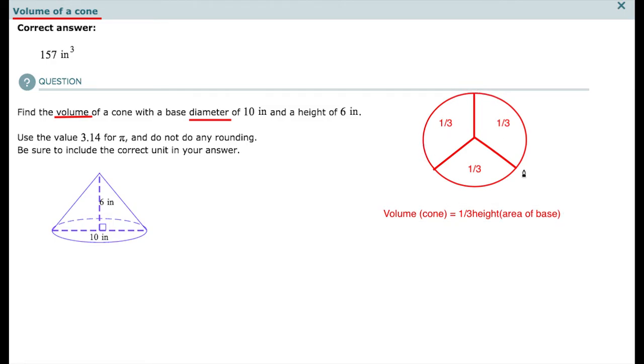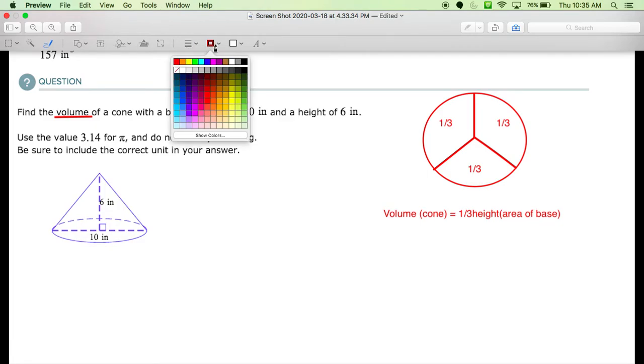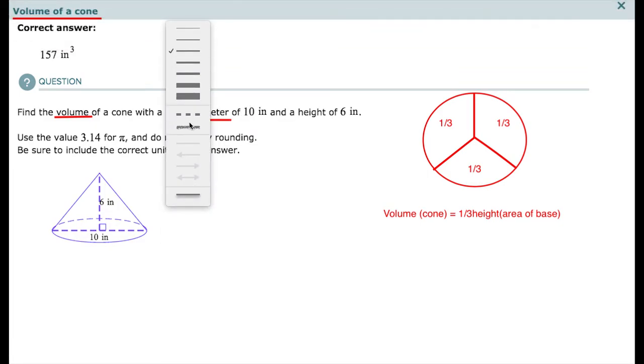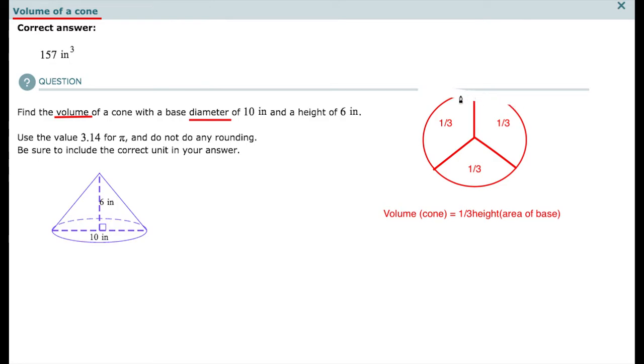So if you take a circle and you cut it into 3 equal pieces, each of these pieces represents 1/3. Now, watch what happens if we take 2 of those pieces away. So let's take all this out. And so now we just have 1/3 right here. Now if you'll notice, if we took this piece and we rolled it up, it would make a cone. That's where the 1/3 in the formula comes from.